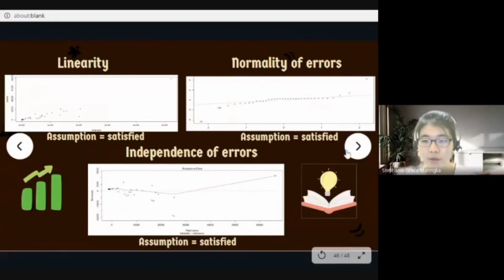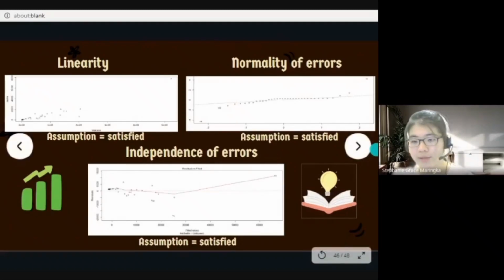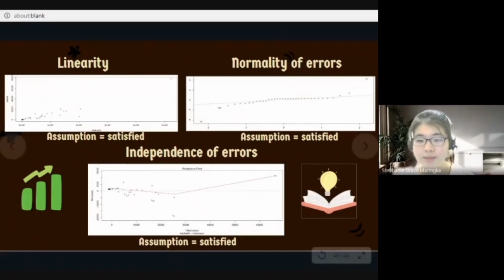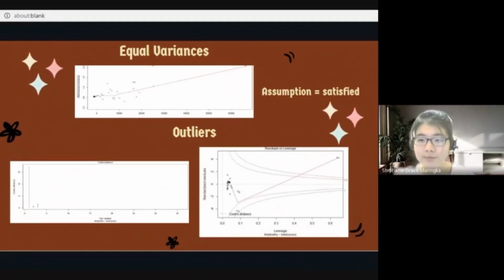From the linearity plot, there is a linear trend in the data, hence the assumption is satisfied. From the independence of error plot, there is no particular trend, so the assumption is satisfied. From the normality of errors plot, the majority of the points are located on the diagonal line, thus the assumption is satisfied. The assumption of equal variance is satisfied because the plot shows a straight line.